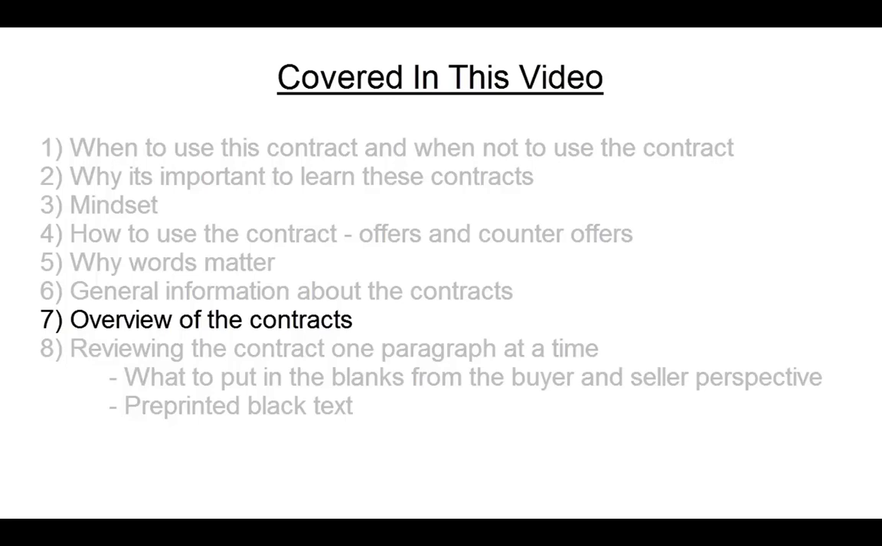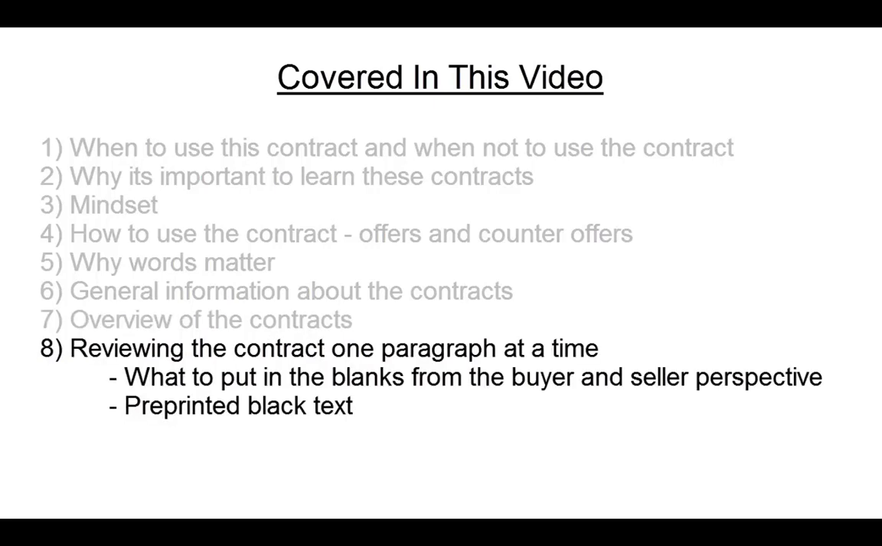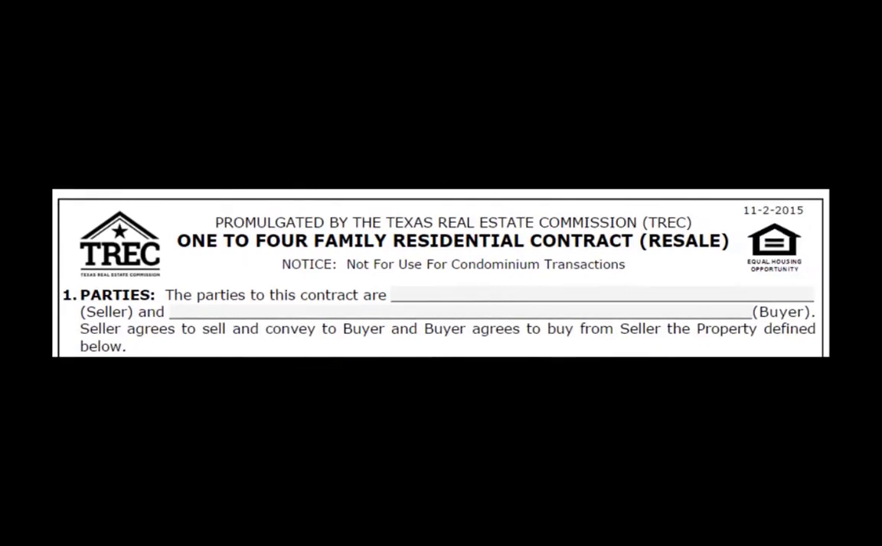Let's go ahead and dig into the next part, which is the nuts and bolts. We're going over the contract one paragraph at a time. Paragraph 1, the parties. The simplicity of this paragraph leads to mistakes. This section introduces you to the parties of the contract, the seller and the buyer.